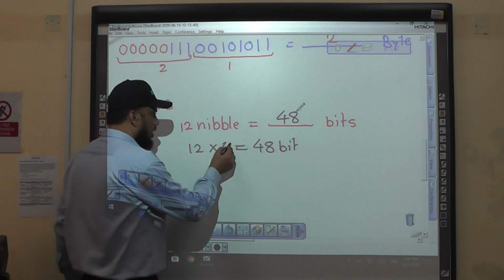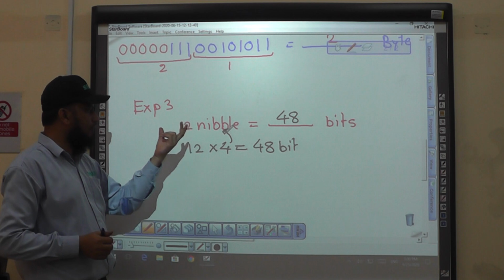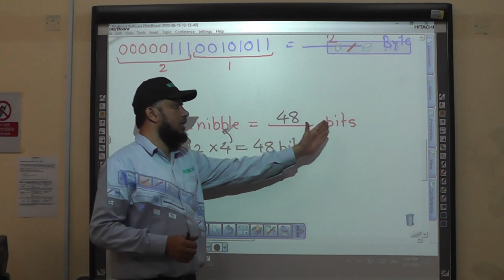Why this 4? This 4 is a nibble. So we have the group of 4 as a nibble. So we have 12 nibbles, meaning we have 48 bits.